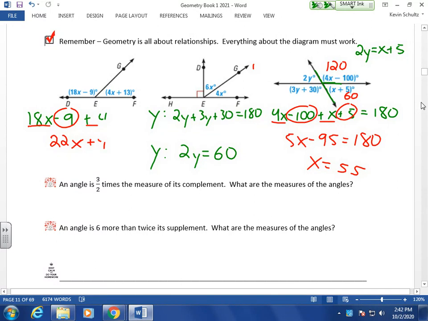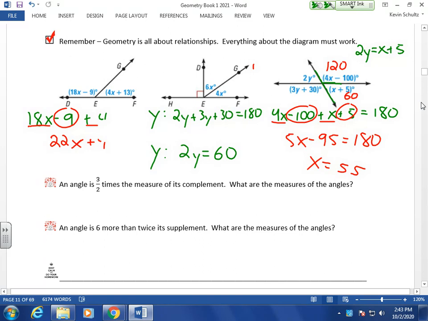The two brain busters down at the bottom, let's look at the first one. We're almost out of time. An angle is 3/2 times the measure of its complement. What are the measures of the angles? This is another like, what? Huh? Question. An angle is 3/2 times the measure of its complement. So we've got two angles here, right? And what do we know about those angles? Audrey. They're going to equal 90 degrees.